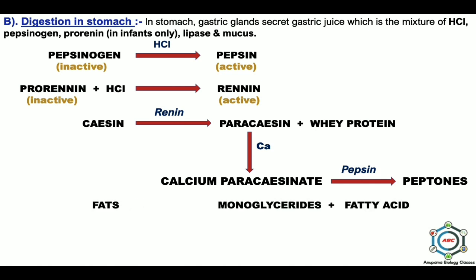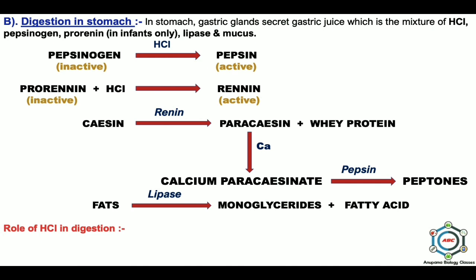Now, in gastric juice, gastric lipase is also present in less amount, which acts on fat and converts it into monoglycerides plus fatty acids. Here, you can see it acts in a negligible amount. Why does it act in a negligible amount? Because this enzyme is destroyed by free acid, that is HCl, which is present in the stomach.